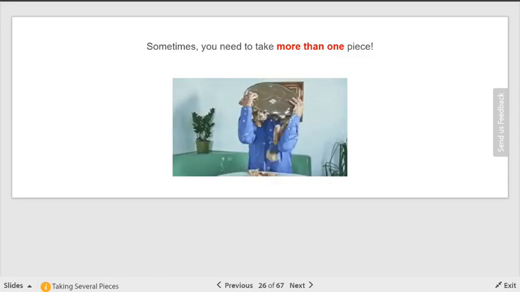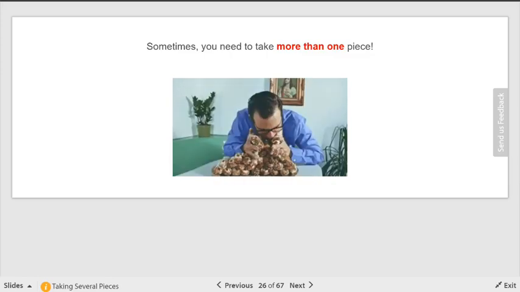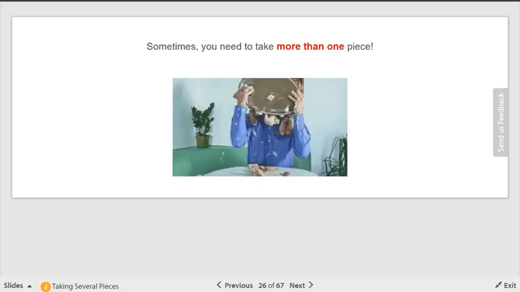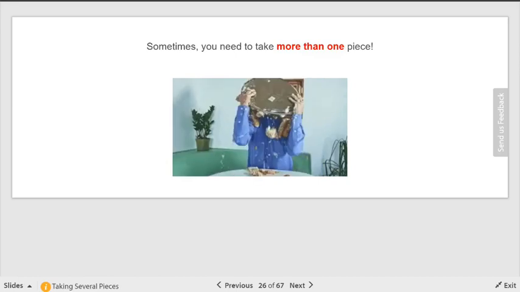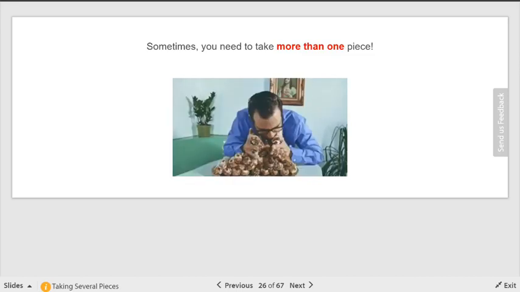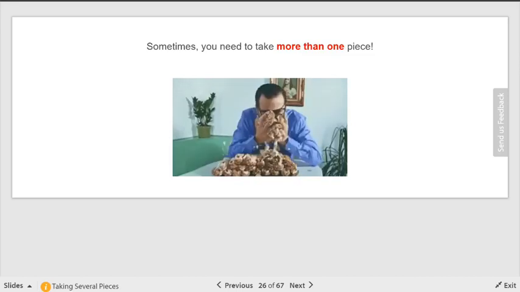All right. Okay. So sometimes you need to take more than one piece. So in other words, it may not be 1/3 of something, or 1/5 of something, or 1/6 of something. In other words, the top number, which is called, anybody remember, the numerator? There you go. May not be 1. It may be some other number, right? Okay. So we need to see what happens in that case.